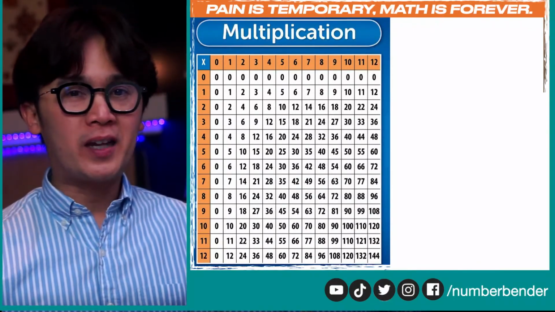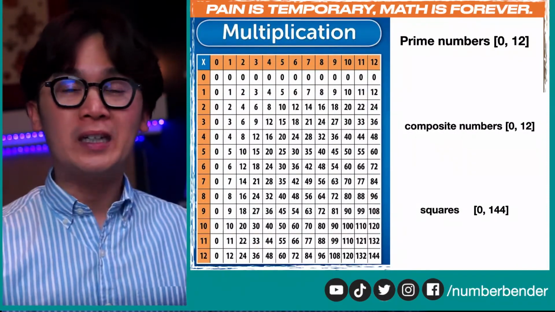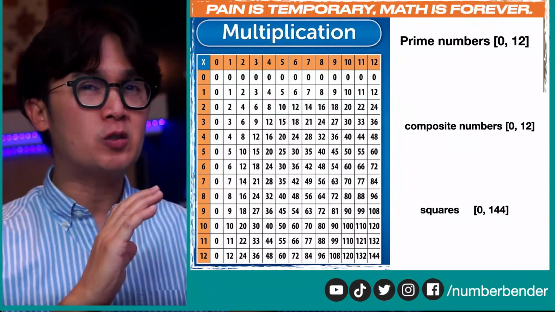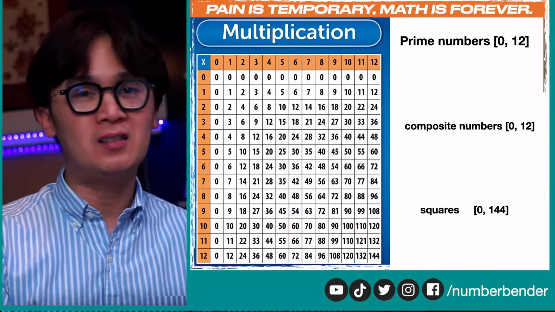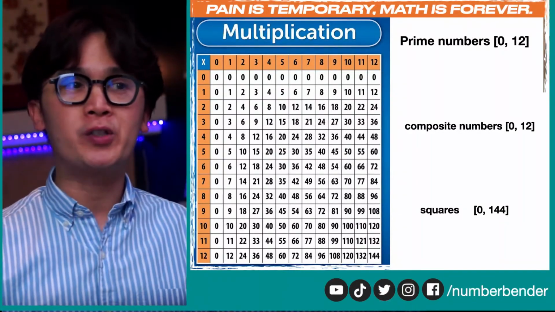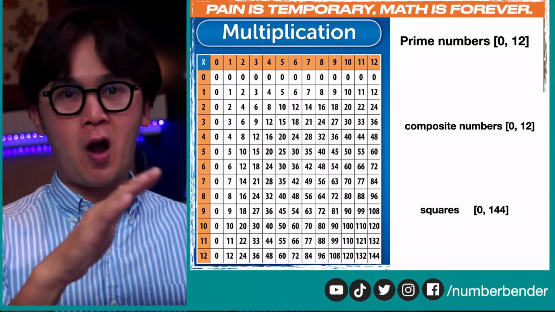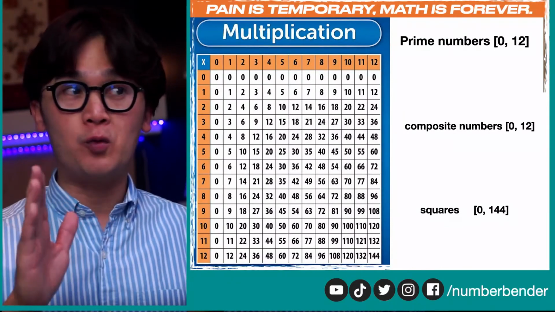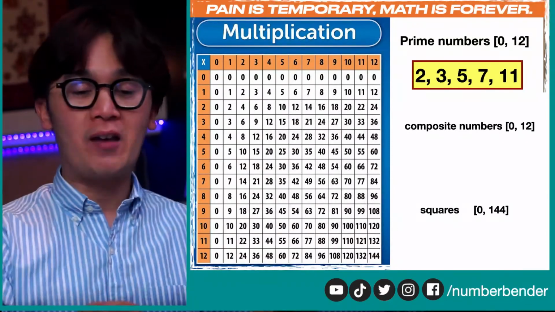And speaking of the multiplication table, number facts are also what we need to know in order to gain a little bit more confidence in working with numbers. So we have prime numbers, composite numbers, and squares. These number facts, we've learned from elementary school, and we know that the prime numbers between 0 and 12, if we list them out, are 2, 3, 5, 7, and 11.